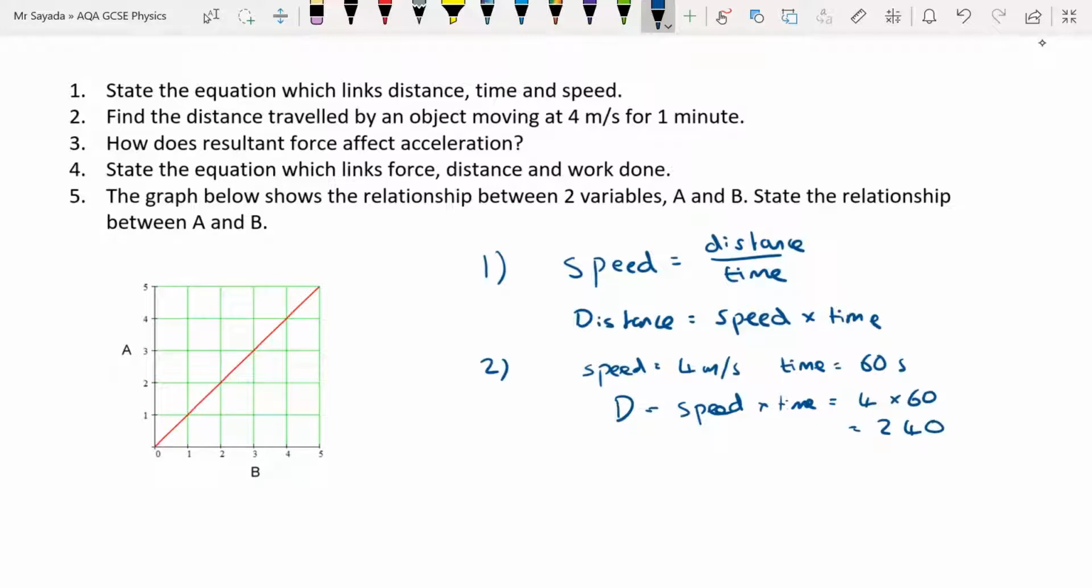And what are the units for distance? Say your answer to the video now. You should have said meters.